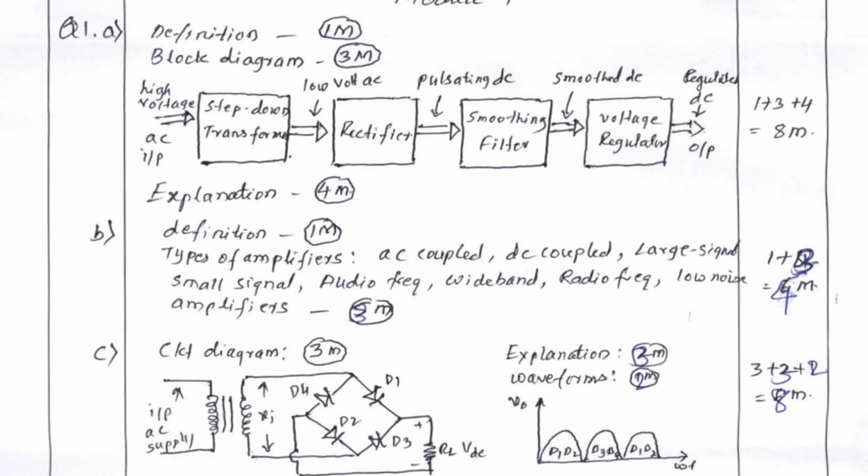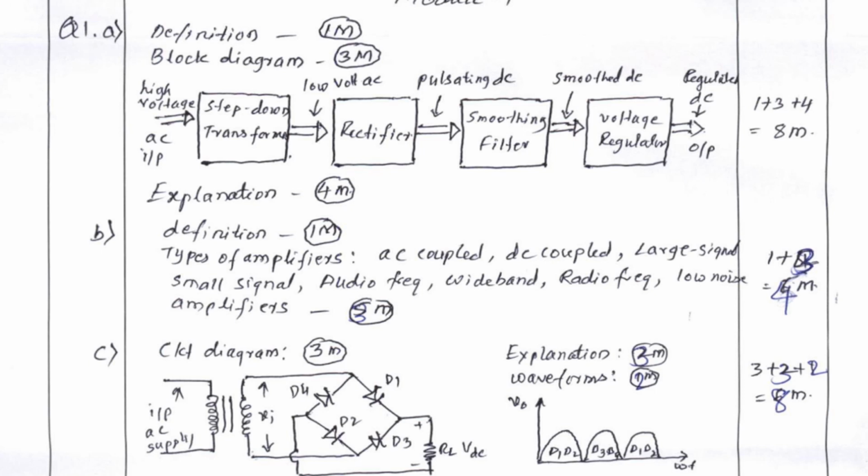Then the next question, amplifiers. If you write the definition of amplifier, you will have 1 mark, and you have to list down the types of amplifiers: AC coupled, DC coupled, large signal, small signal amplifier, audio frequency, wide bandwidth, radio frequency, low noise. All these you have to list down and explain each of these types in one word. So that carries 3 marks. So totally it is 4 marks.